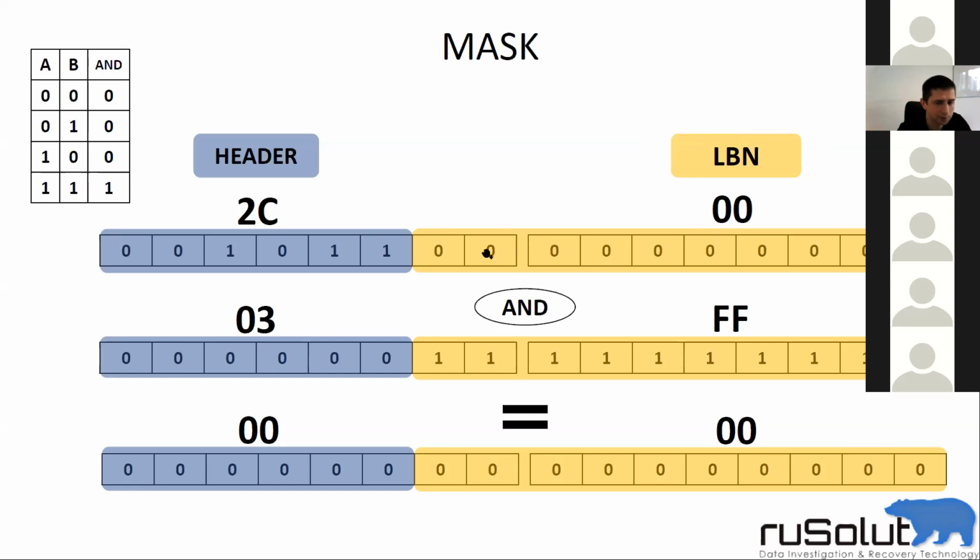And for those cases, it's necessary to apply a special transformation mask. Mask uses AND operation, and here you can see the truth table for AND operation. When we apply a mask, it means that we apply some number, for example, this 3FF, with AND operation on each LBN. And what do we want to do when we apply this mask for the LBN?